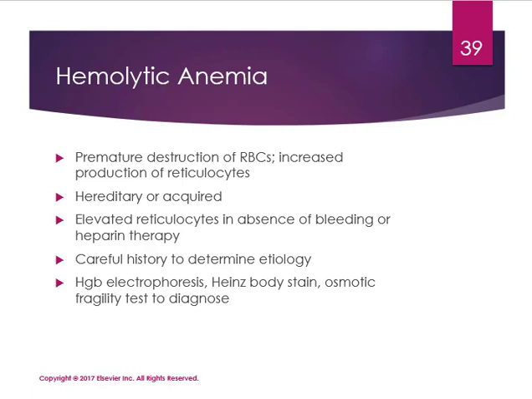The next thing we're going to talk about is hemolytic anemia, and that's the premature destruction of red cells. And because they're having the destruction of those cells, the bone marrow is revved up and produces more reticulocytes. This can be classified as either hereditary or acquired, and it should definitely be considered if you have an elevated reticulocyte count in the absence of bleeding or being on heparin therapy.